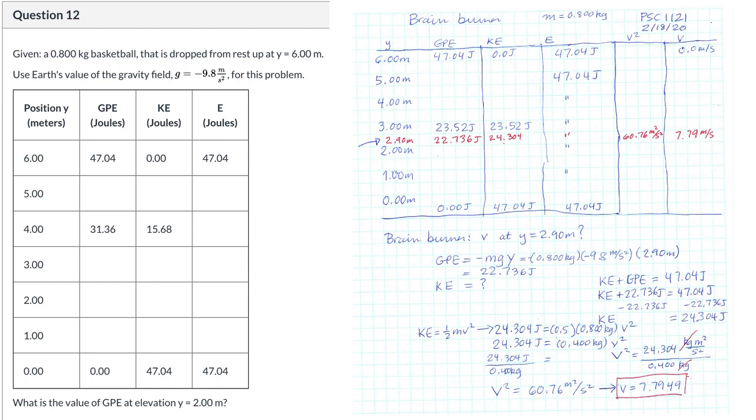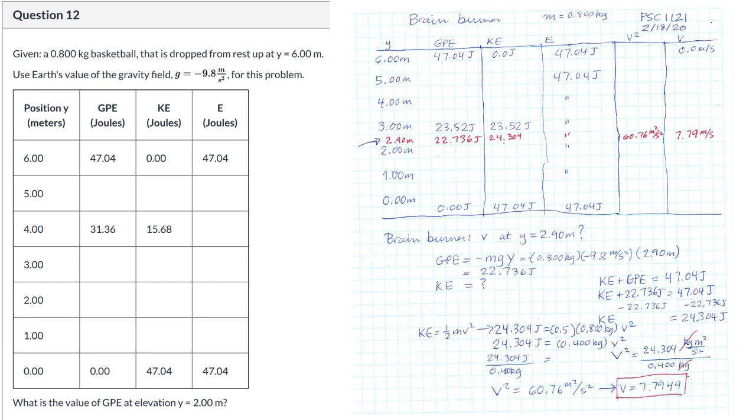And that means that 24.304 joules is equal to 1/2, 0.5, times the mass, 0.800 kilograms, times v squared. So we have everything in that equation except for v squared. So if we do a little bit of algebra and calculation, we can get v squared by itself. And then we just hit the square root button, and that'll give us v.